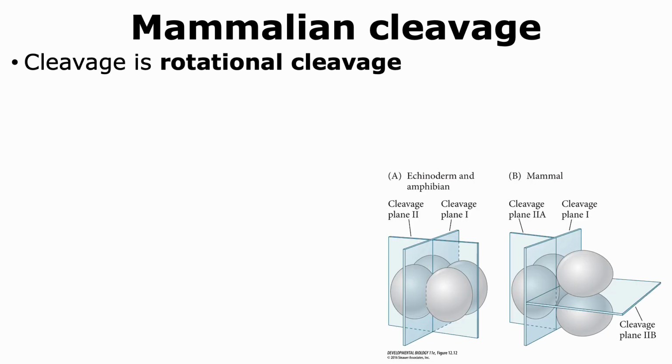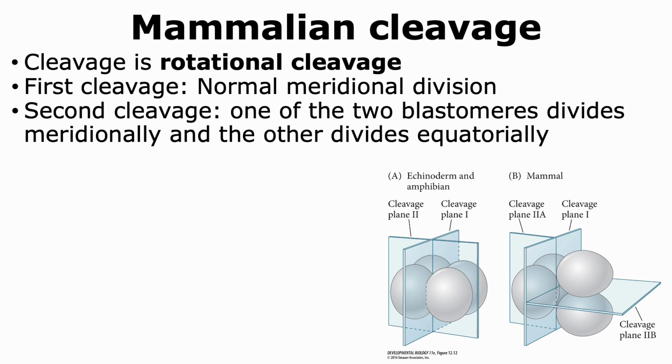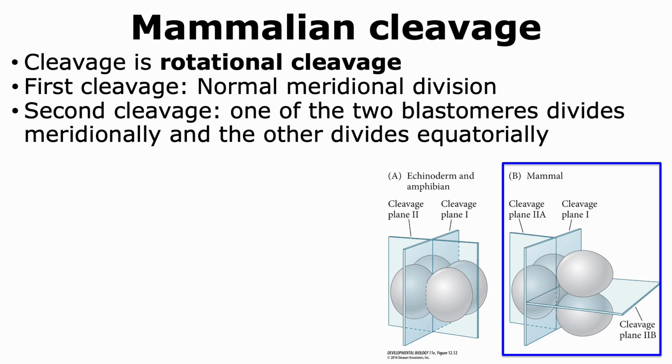Now, how does cleavage occur in mammals? Cleavage is a holoblastic rotational cleavage. The first cleavage is a normal meridional cleavage. However, in the second cleavage, one of the two blastomeres divides meridionally and the other divides equatorially. We actually saw this type of cleavage when we learned about cleavage in C. elegans, the nematode worm.